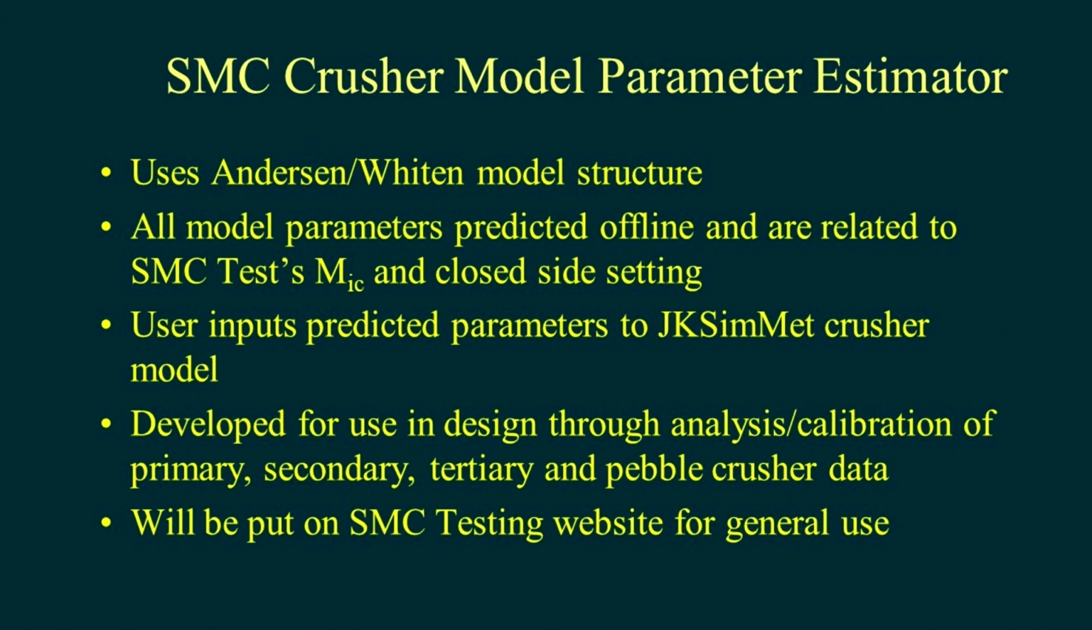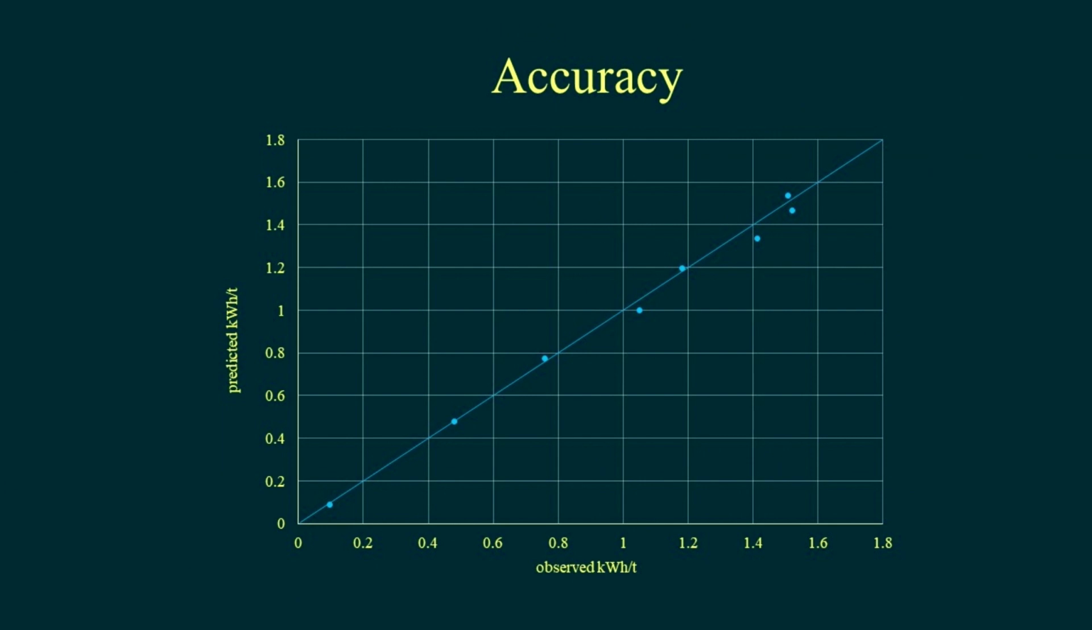There'll also be a series of pages on the SMC test website. If you give it the MIC, it will tell you the Anderson-Whiten crusher model parameters that you need for primary, secondary, tertiary, pebble crushing, and so on. So once again, it'll enable you to do something in the design situation. This is the accuracy when I tested it against primary crushing data that I have. These are pebble crushers up here, and primary crushers are down here.